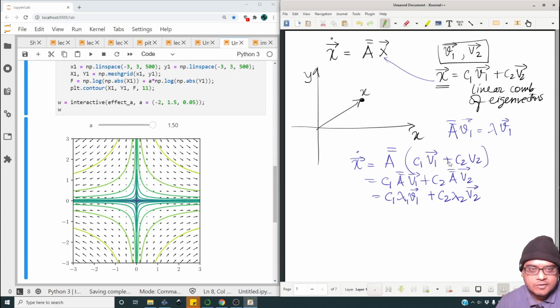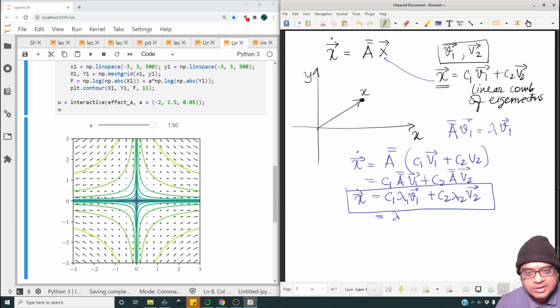But c1 v1 plus c2 v2 was the original vector, so we cannot represent this as a single multiple anymore because lambda 1 is distinct from lambda 2. So x dot is therefore dictated by the behavior of the eigenvalues and the eigenvectors. We cannot simplify this anymore.